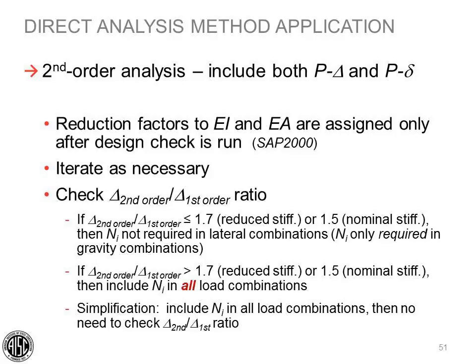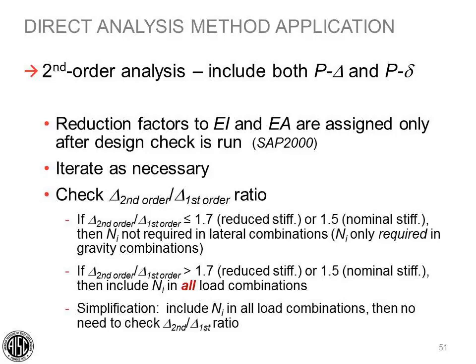Now run a second order elastic analysis that includes both P big delta and P little delta. Make sure you know how your software handles the second order analysis and the stiffness reductions. For instance, in SAP 2000, the reduction factors to EI and EA are assigned only after the design check is run. Iterate as necessary. If you change member sizes or loads, you'll need to redo the cycle of running the analysis, performing a design check, then rerunning the analysis so SAP can calculate the correct stiffness reductions, and then to perform the design check again.